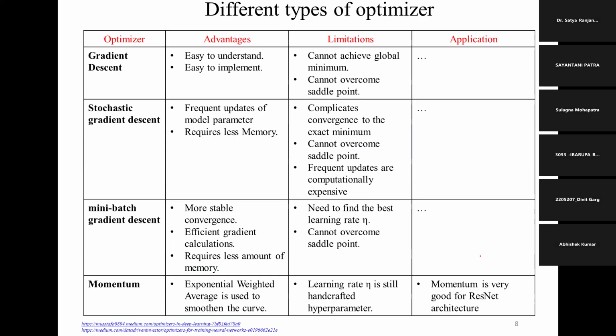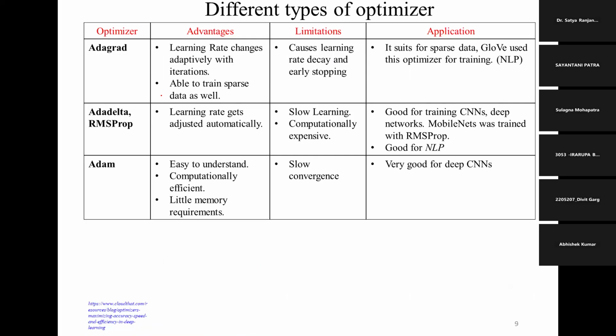Then the same researchers developed stochastic gradient descent. Stochastic gradient descent has frequent updates of model parameters, and it requires less memory. These are the advantages. But the limitation is that it is complicated to converge exactly to the minimum. It may not go to the local minimum, but it also may not reach the global minimum. It also cannot overcome the saddle point, and frequent updates of parameters are computationally expensive. Then we go for mini-batch gradient descent. There are also some advantages and disadvantages, and also momentum. These are some of the theory.